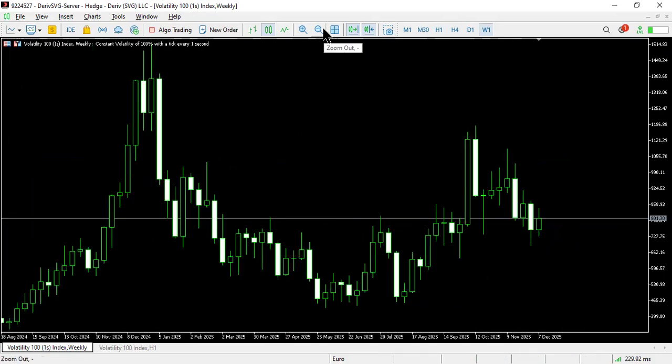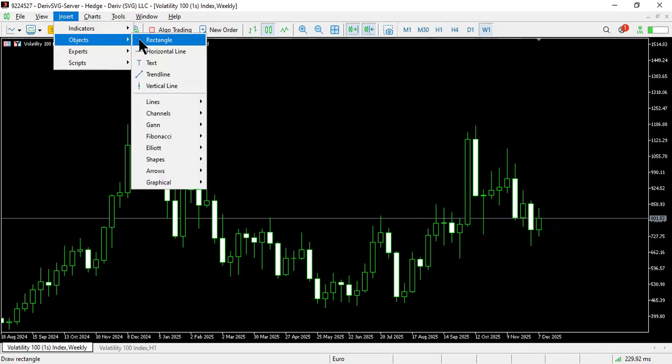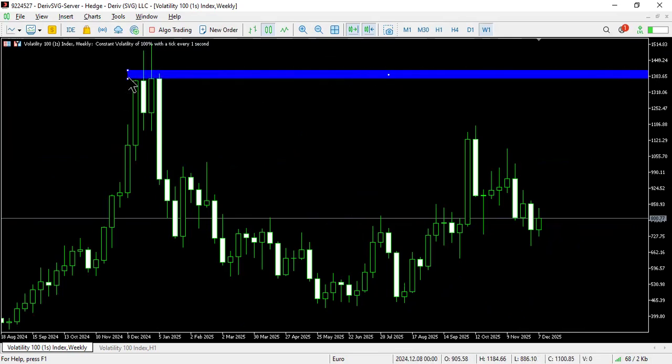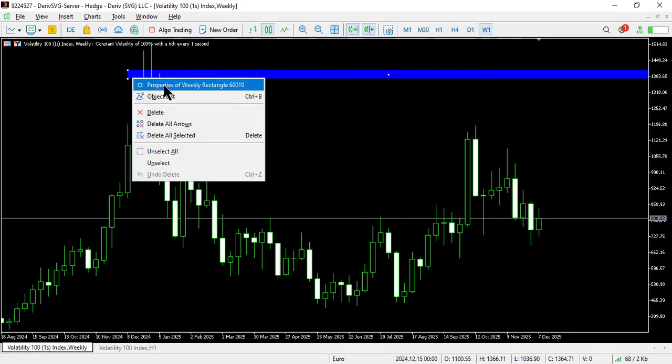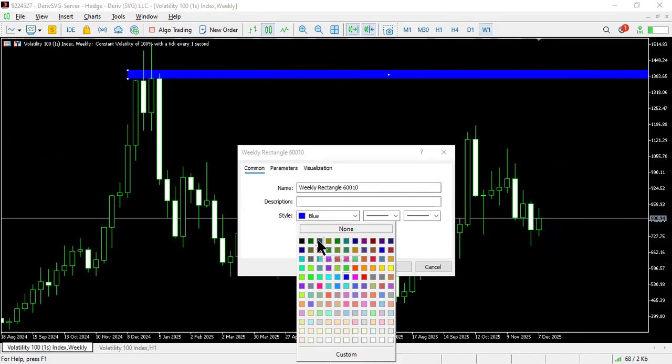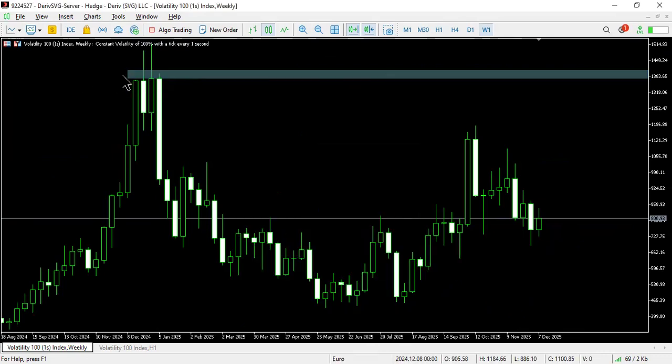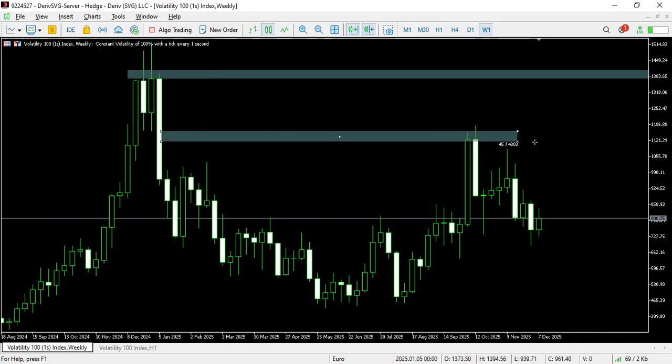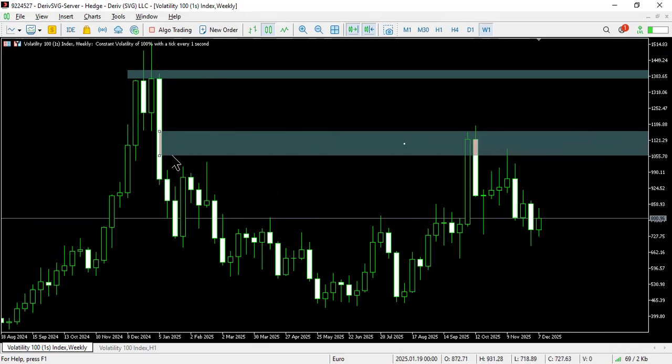1S from the weekly time frame, we can start by marking our supply and the demand zones. So we have a supply there. So we have a supply, and then we also have a supply here. And then down here, we have our demand zone.